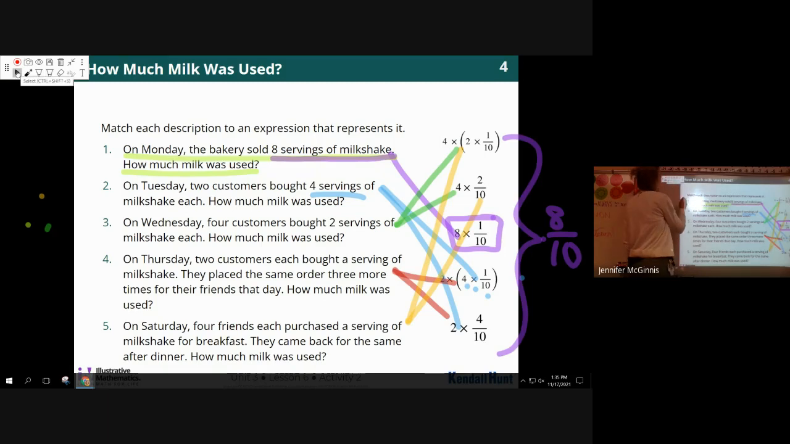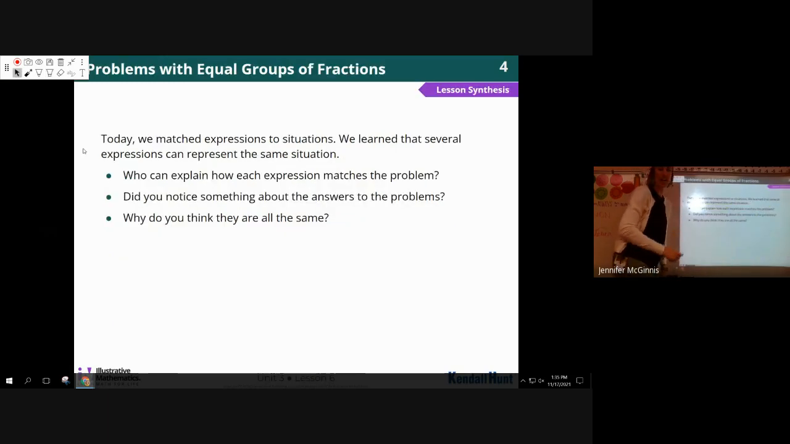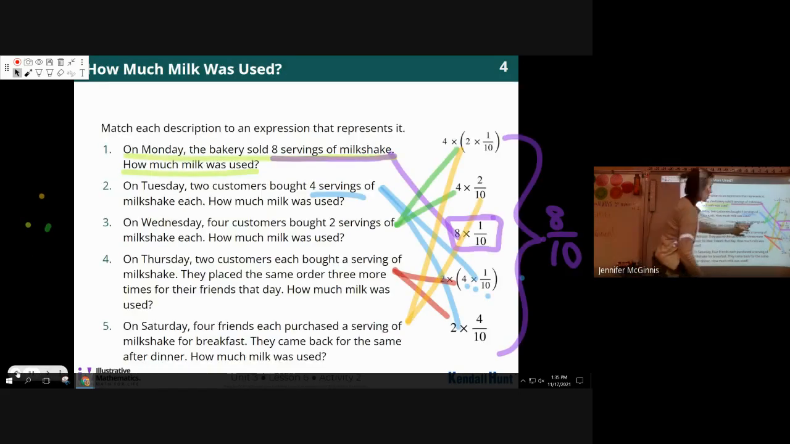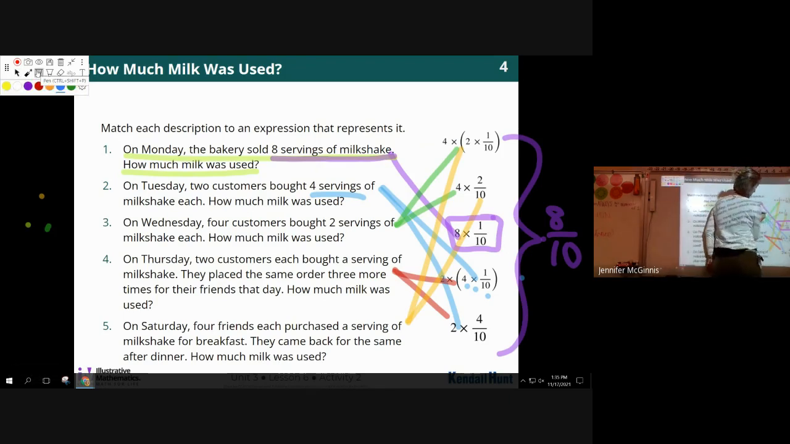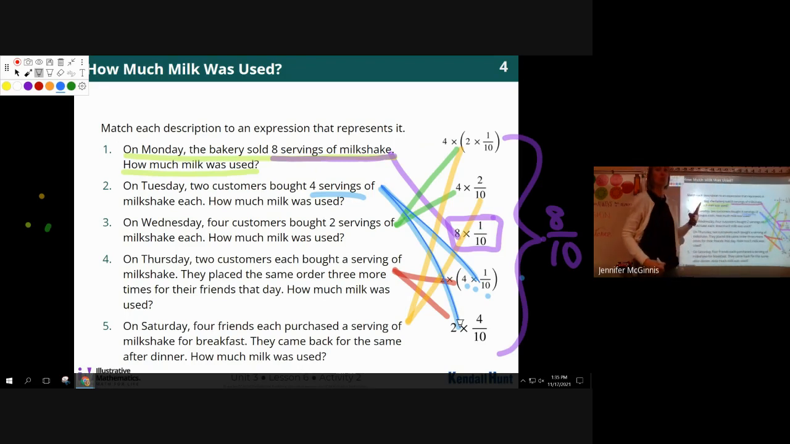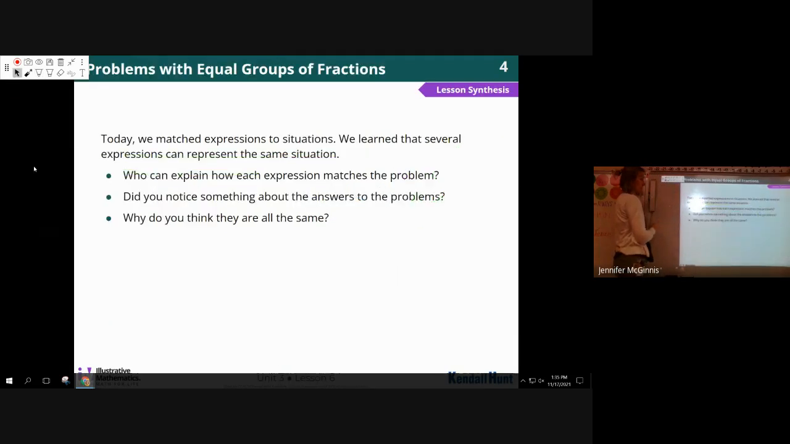Yeah, I did. So today we matched expressions to situations. We learned that several expressions can represent the same situation, which is why some of these stories have 2 lines, right? This one goes here and this one goes here. Some of these stories have 2 equations that could make it the same.